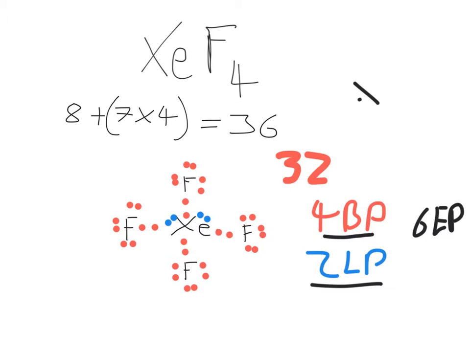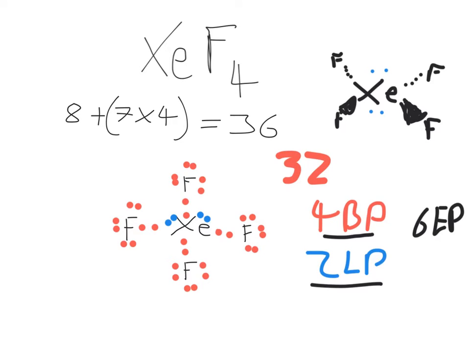We have the central xenon. For square planar, the lone pairs exist above and below. And then we've got 2 of the fluorines coming out of the screen. I use this filled-in triangle. And we've got 2 of the fluorines going into the screen, so I use a dotted line.